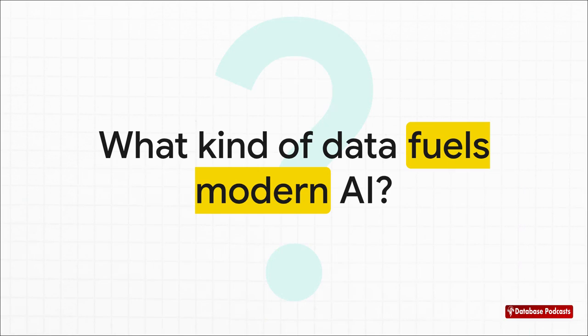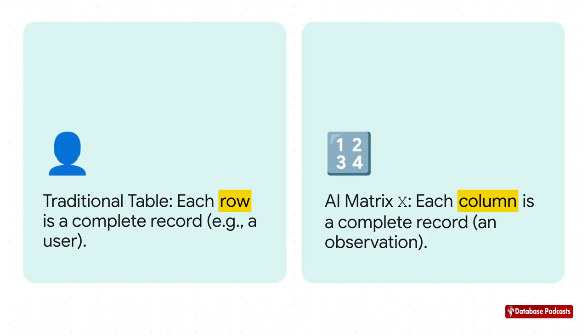So I want to start with a question for you. You're probably a pro with SQL, pulling data from tables without even thinking about it. But when it's time to fuel an AI model, what does that data actually look like? Well, it's probably not what you think. And this slide gets right to the heart of it. On the left, you've got what we all know and love, a traditional table where each row is one complete thing, like a user. Super easy to read.